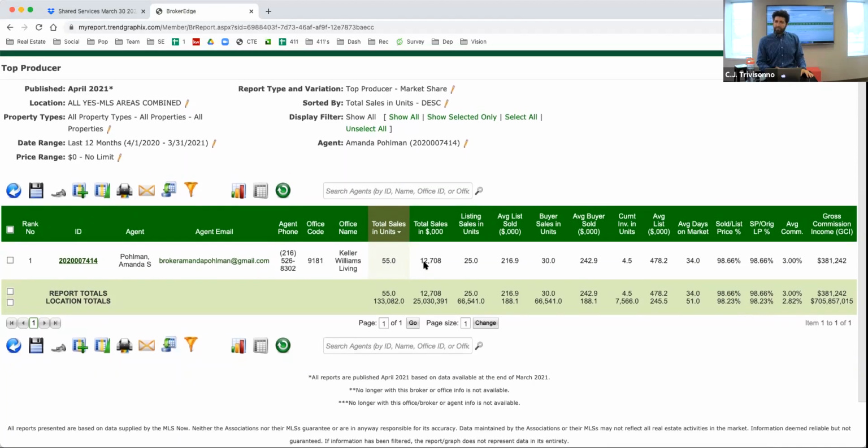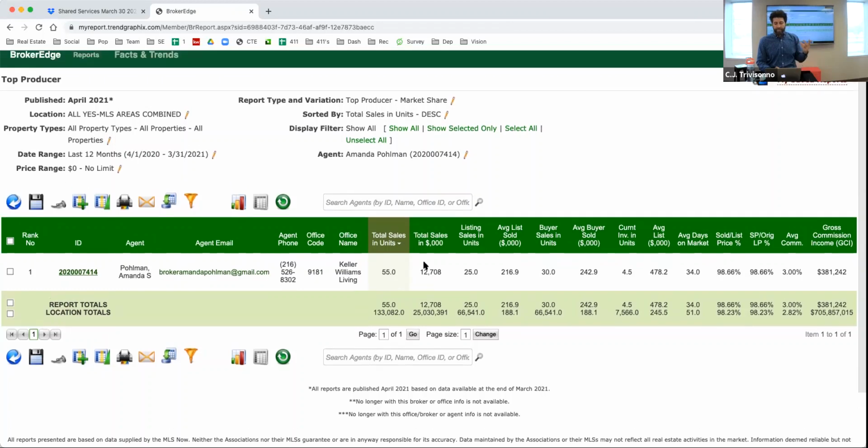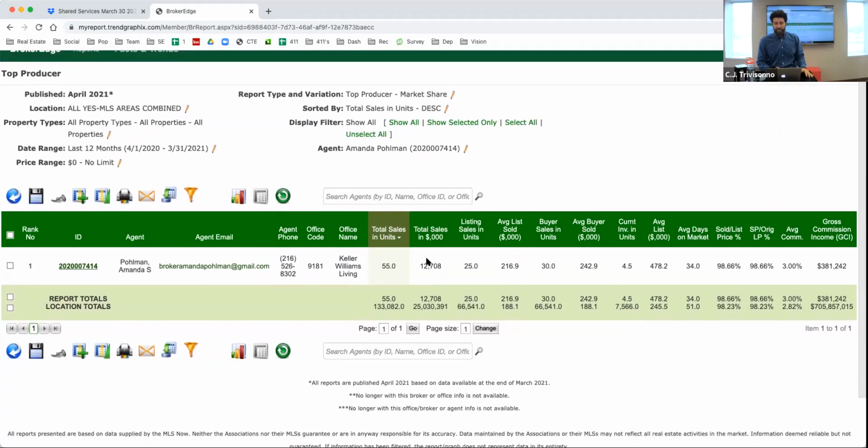Probably because she became a broker. Oh, you're right. So that's only been a few months or a handful of months. That's okay, so just go with that in this situation. Her total sales, this is in millions. So this means 12,708,000 in sales volume. That's how they do it. Does that make sense to everybody?